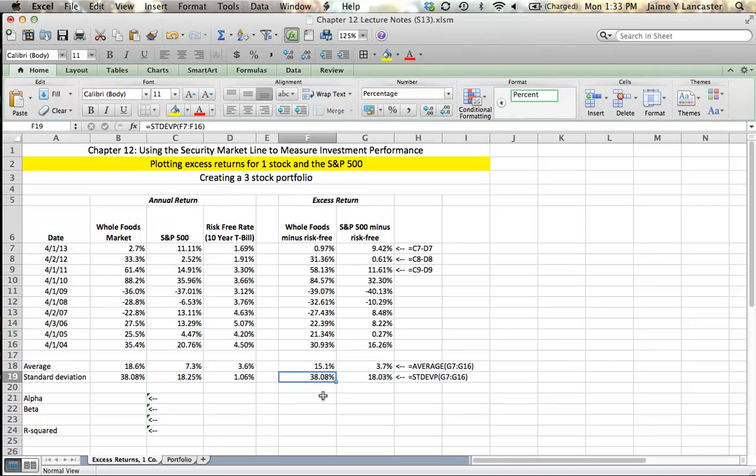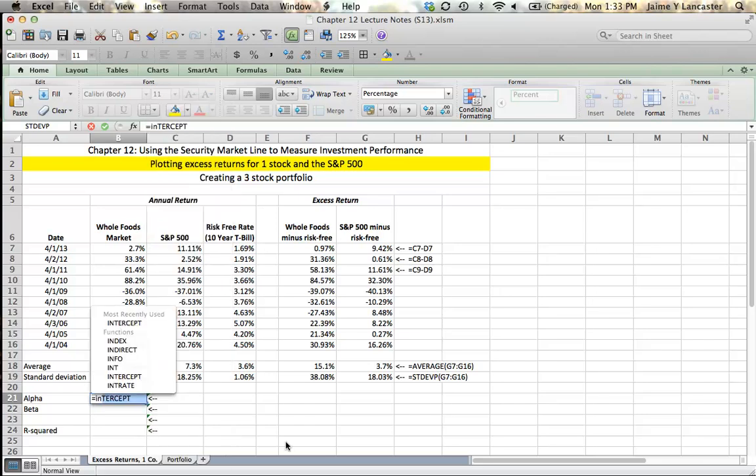In order to get that, we need to calculate a couple more things. So we've got three statistics, alpha, beta, and R squared, and I encourage you to read about them in the book, but I'm going to show you how to calculate them. Our alpha is our intercept. It's our y-intercept.